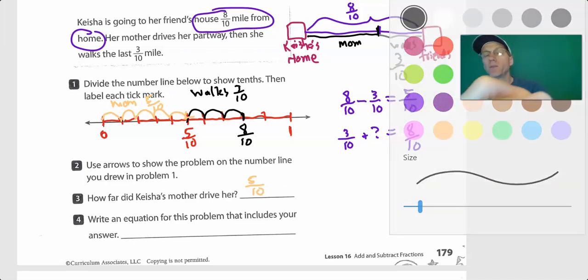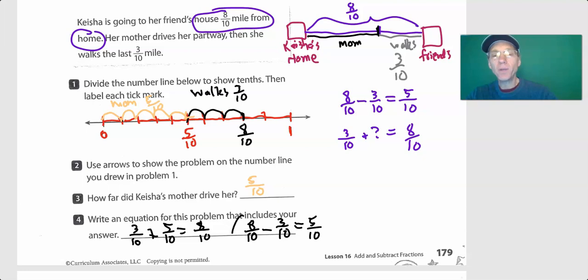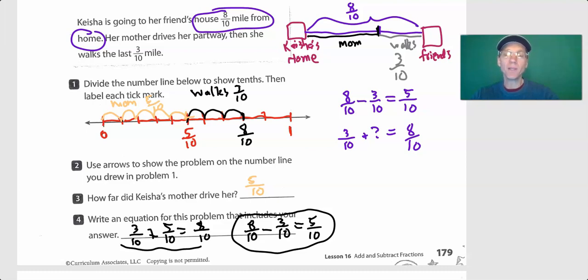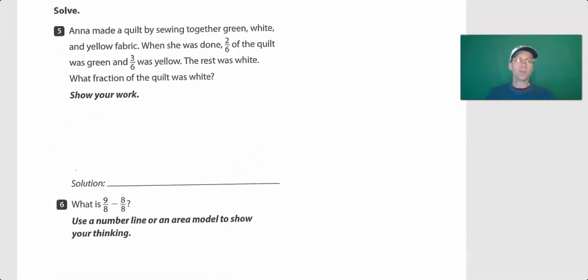So an equation, you could do several ways. Again, you could say 3/10 plus 5/10 equals 8/10. Or you could have said, all right, I'm going to start with the whole, and I'm going to subtract how far I know she walked, and that's going to equal 5/10. Okay, this way is probably going to be more common, because in order to find the answer over here, that's actually what you're counting up or kind of subtracting. So, all right, let's go take a look at the next one. Whoops, sorry about that.